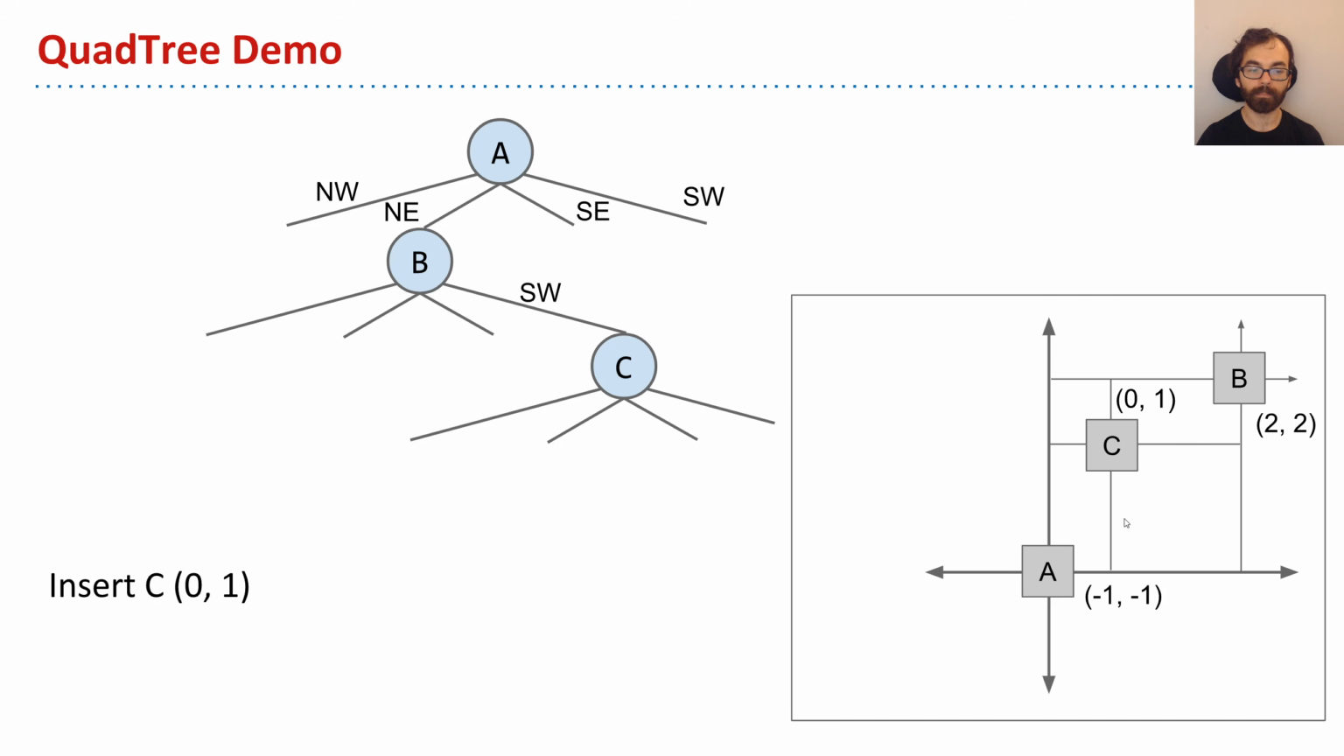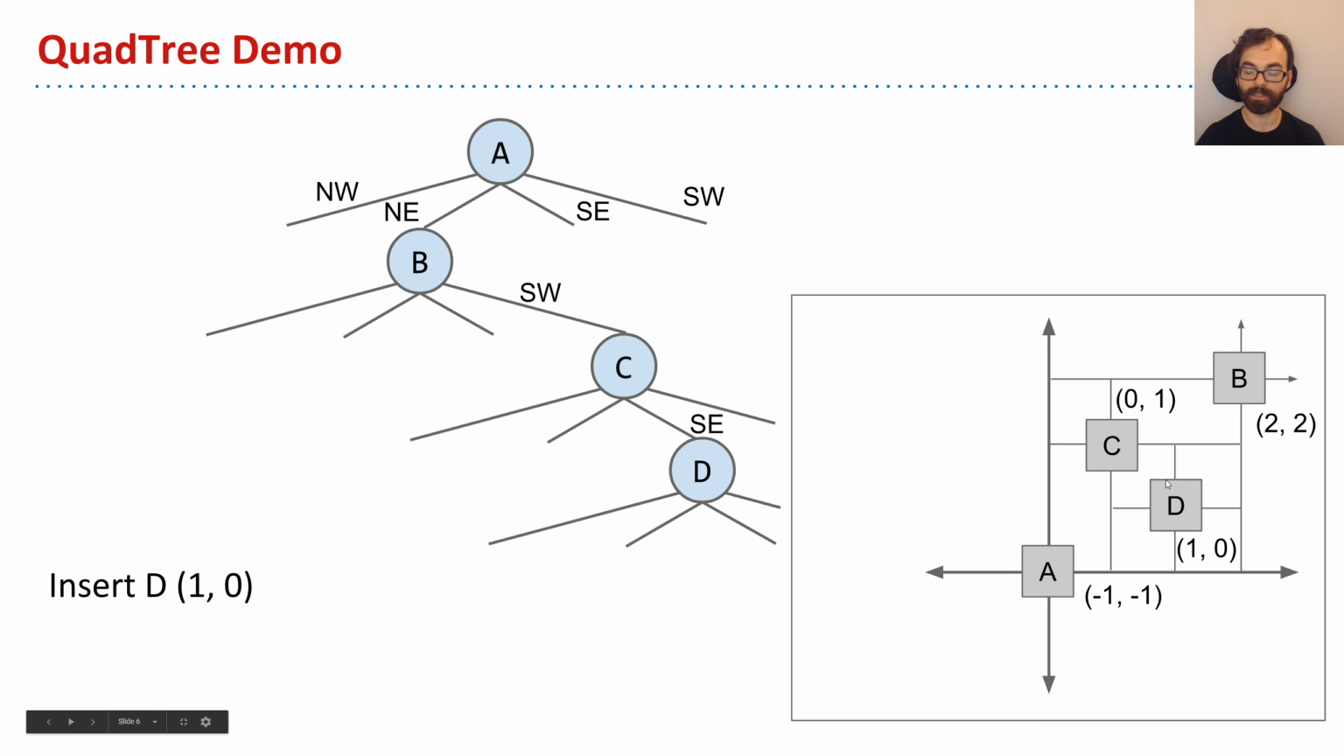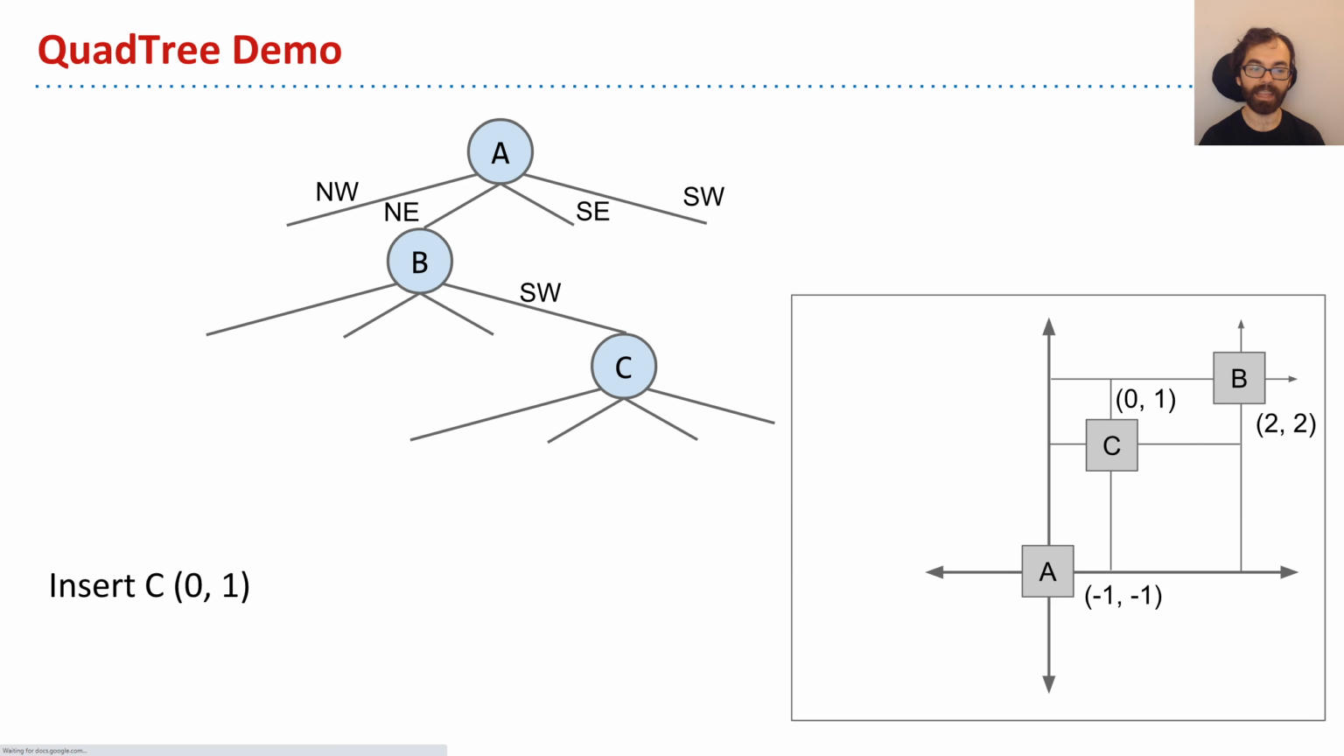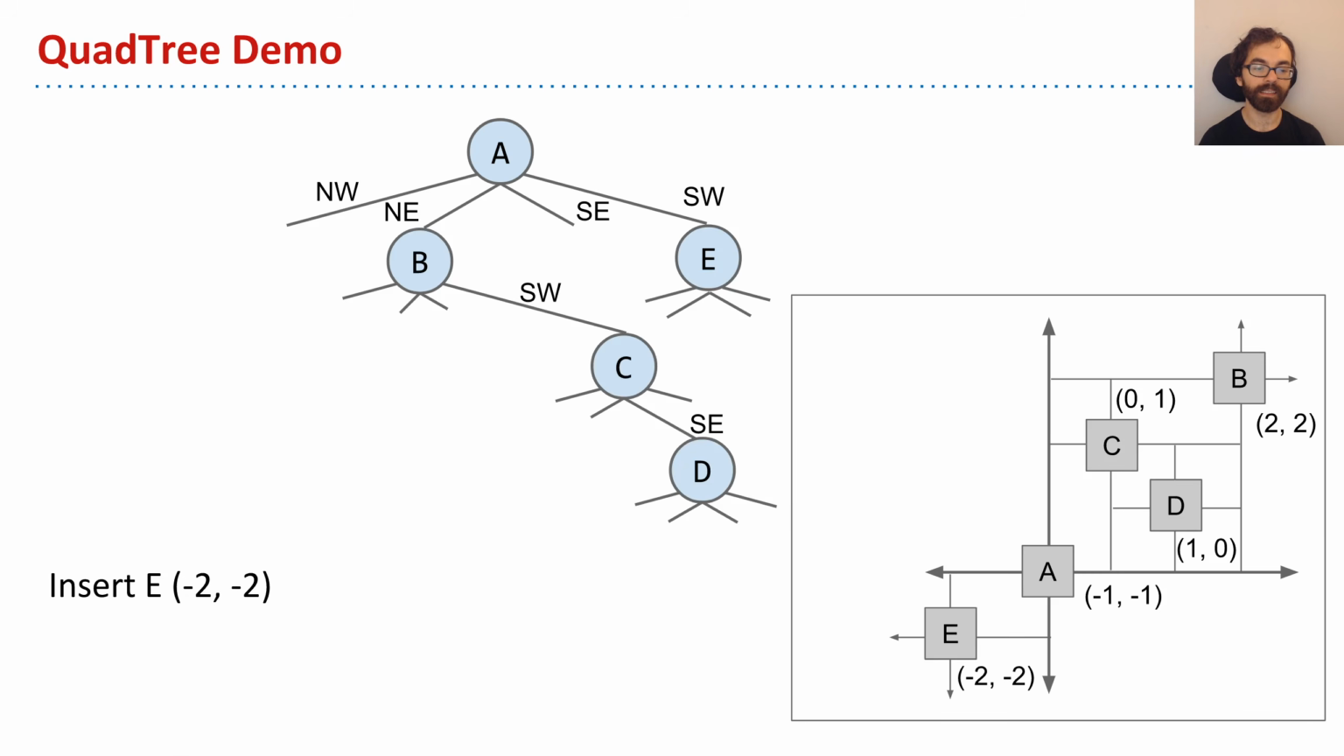Next, D. When we insert D, which is at position 1, 0, that's to the northeast of A, the southwest of B, the southeast of C, and so it ends up being northeast, southwest, southeast. And then lastly, we have -2, -2. Where do you think that will go? Well, that is to the southwest of A, and so we'll end up in this position here. Then I've just shortened all the little lines, and this is our final tree. This is the quadtree if we insert A, then B, then C, then D, then E.